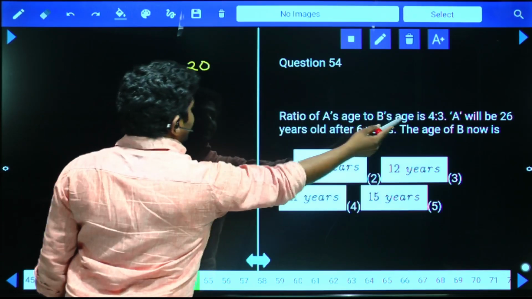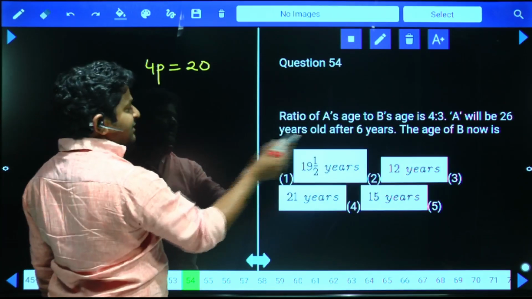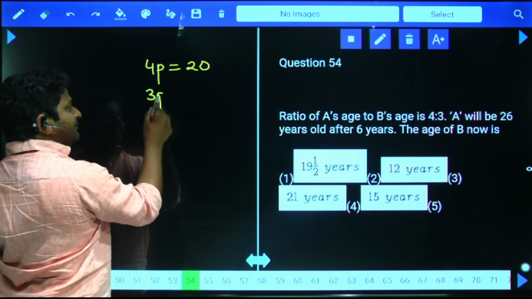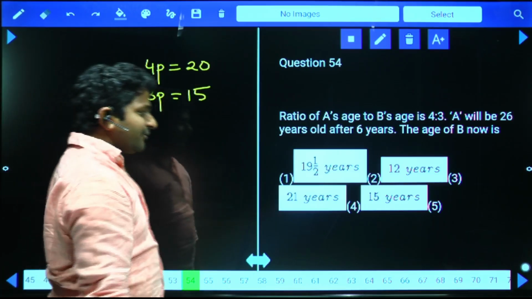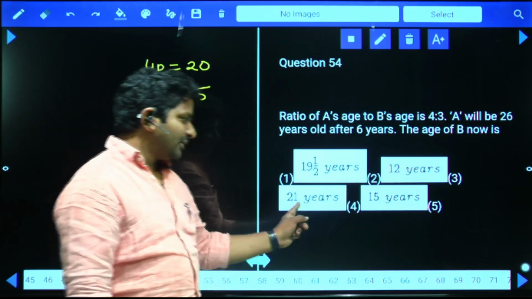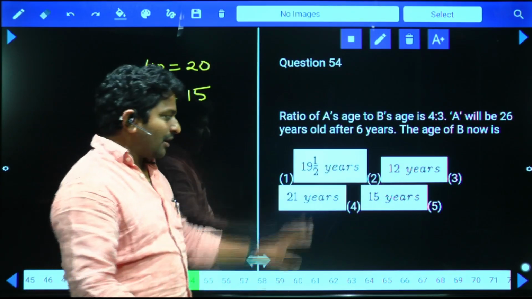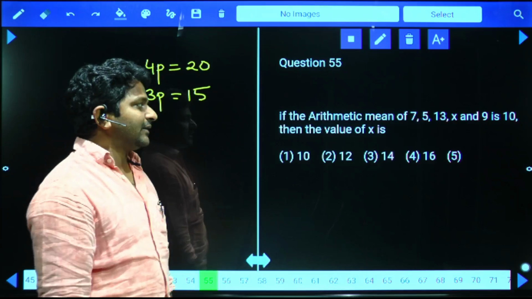From the ratio, A's age is equal to 4 parts. Now your question is B's age. B's age is 3 parts. 4 5 times, 3 5 times, 15. Before that, you can verify B's age is 3 parts, a multiple of 3. So if out of the options there is only one multiple of 3, you don't have to calculate.